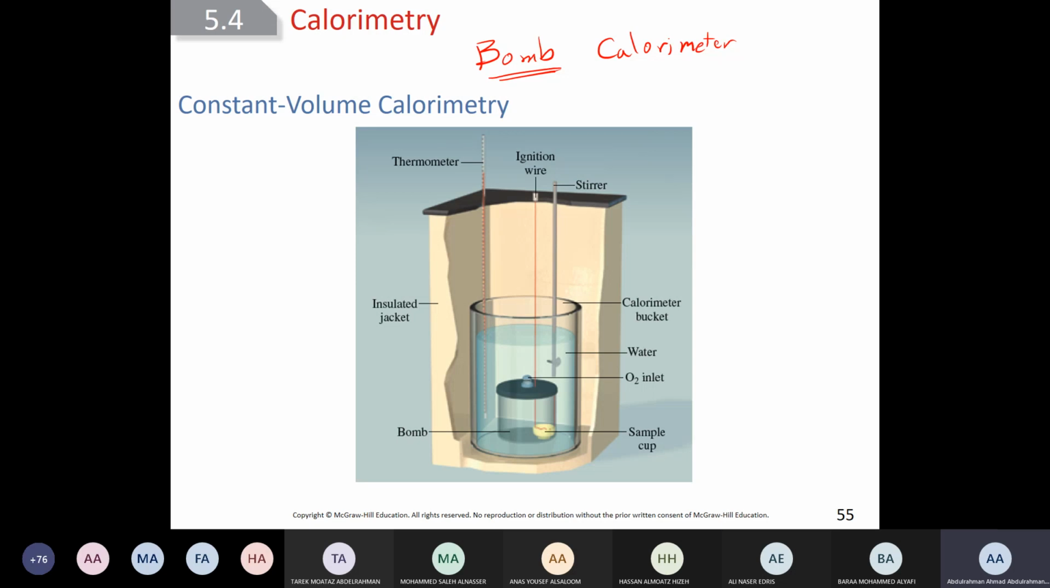When we have the reaction, we can measure it. Where is the surrounding now? Where is our system? There is only the calorimeter and the compound. Maybe it's a reaction, but usually it's burning, a combustion reaction. Usually we burn it with oxygen. All right, and where is our surrounding? The water, the calorimeter, everything around it.